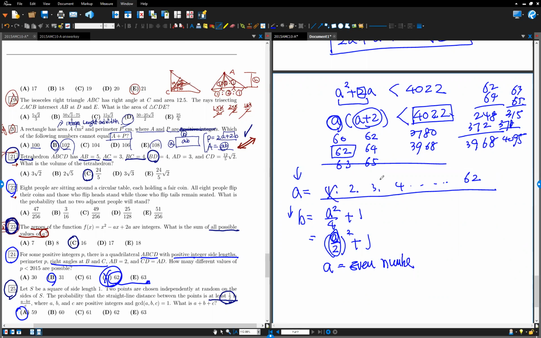So odd numbers are not working. We take only even numbers. That's why 62 divided by 2, there are what? 31 even numbers, okay? So 31 is the answer, okay? This is correct.